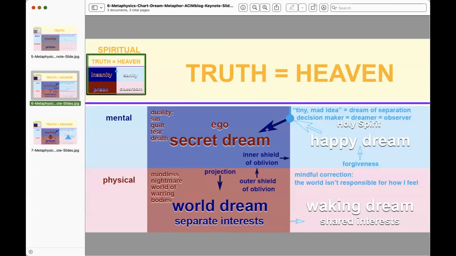But then if we keep asking Holy Spirit for the next step, it says, well, you didn't commit an impossible crime because it was an impossible crime. So the Holy Spirit basically represents that happy dream where we go from the waking dream of seeing that the world isn't doing it to us, to a happy dream that says, well, neither did we do it to ourselves. We couldn't have possibly compromised perfect oneness. We couldn't have possibly compromised the innocence and made up a world of sin, guilt, and fear.